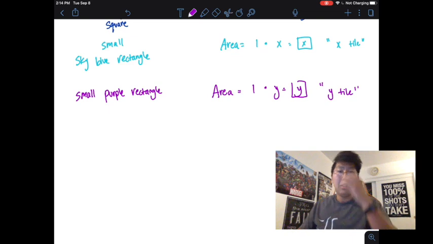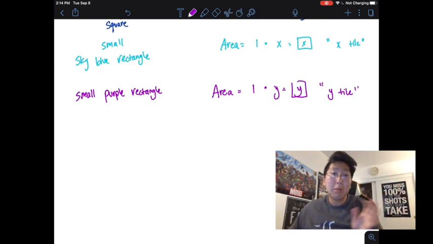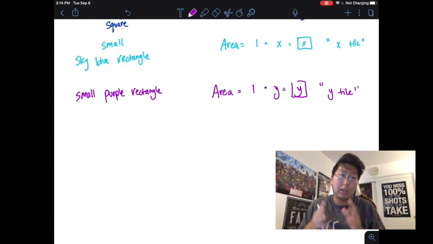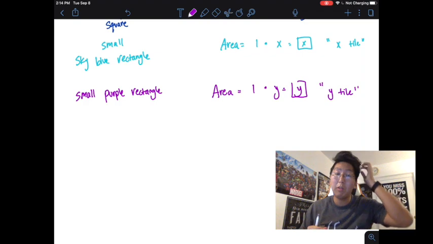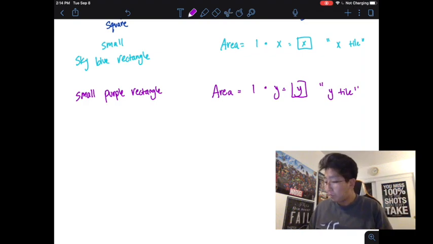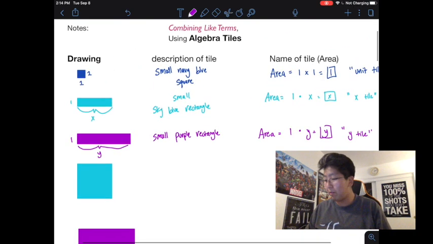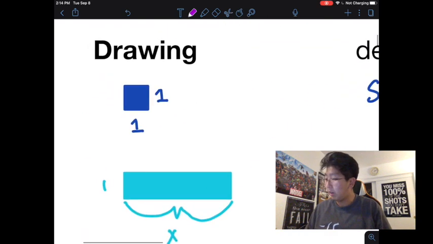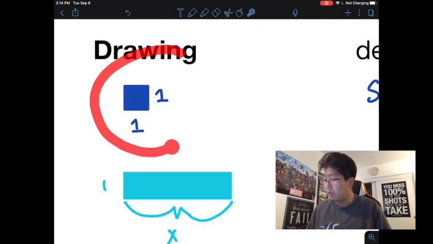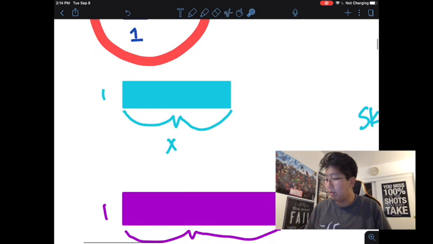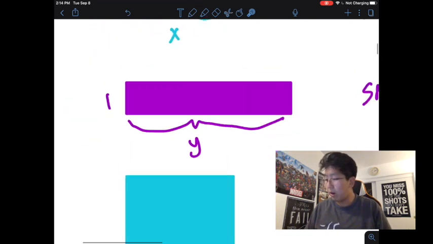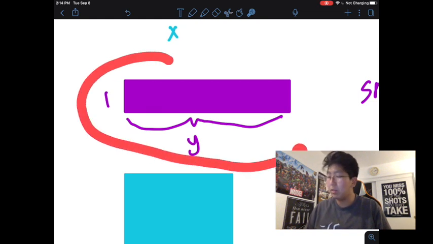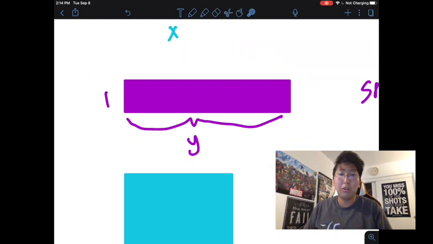Okay. Remember, the point of this lesson is to name these tiles, and that's what we're doing right now. We're giving these tiles a name, and we're going to be using these tiles throughout the school year. So make sure you're really focused, okay? And hopefully these colors will help you as we move along. So far we have a unit tile. That's right here. Unit tile. Then we have an X tile right here. And now we have a Y tile. So those are the main ones that we're going to be referring to, okay?